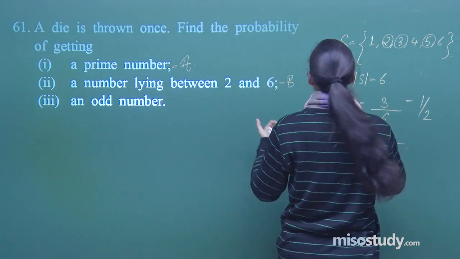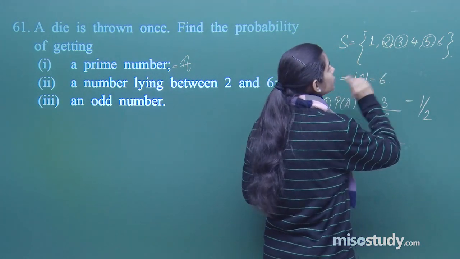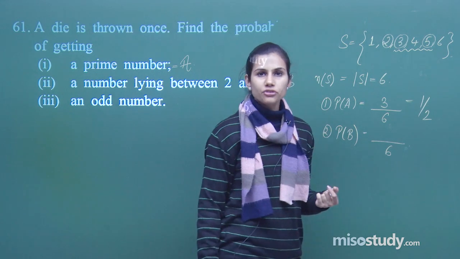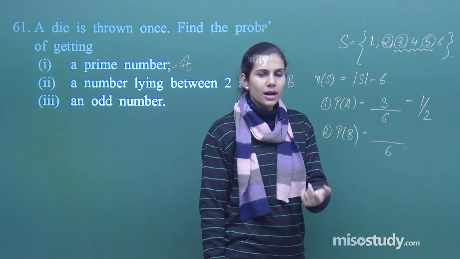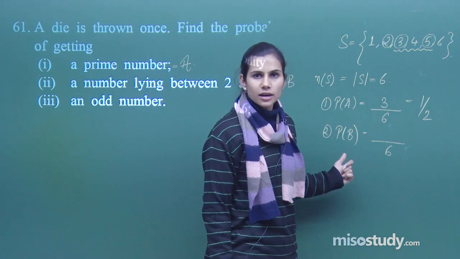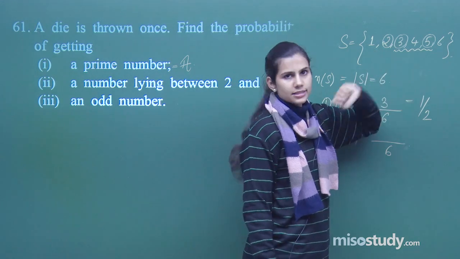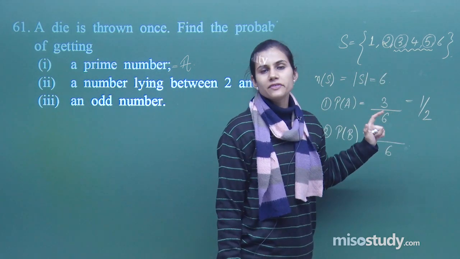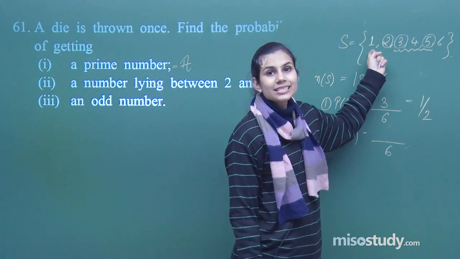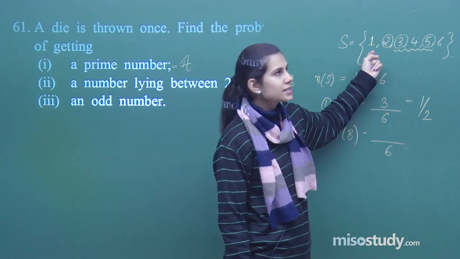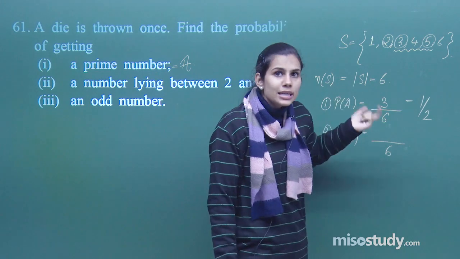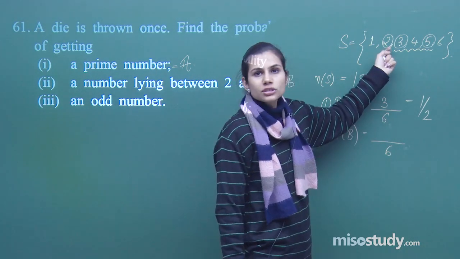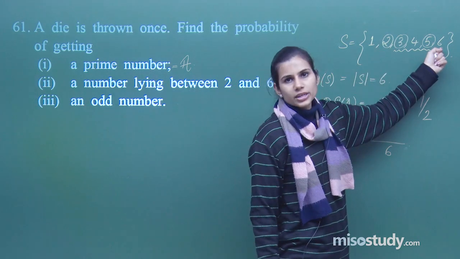Well, I am saying the number should lie between 2 and 6. 3, 4 and 5 are the only 3 outcomes which, if they come up, are going to make my event B occur. 1, 2 and 6 are the 3 outcomes which, if they come up, are not going to let my event B happen, because 1 is not a number lying between 2 and 6. I want numbers lying strictly between 2 and 6. Strictly greater than 2 and strictly less than 6. 2 is not strictly greater than 2. 6 is not strictly less than 6.